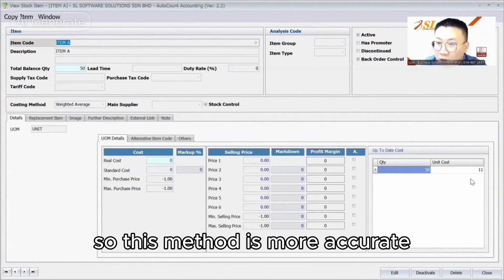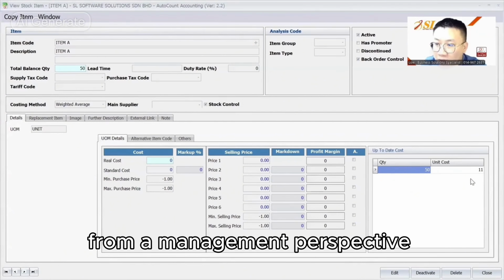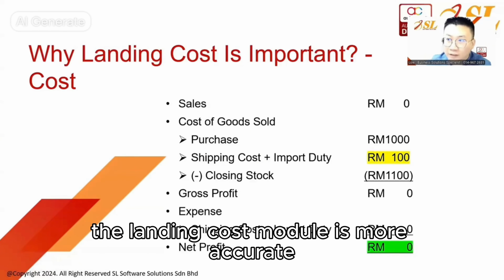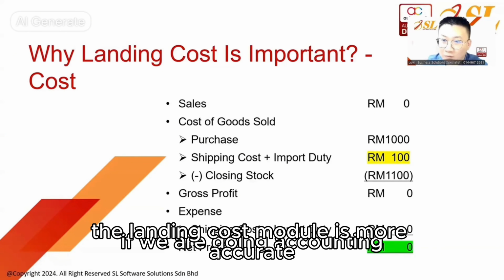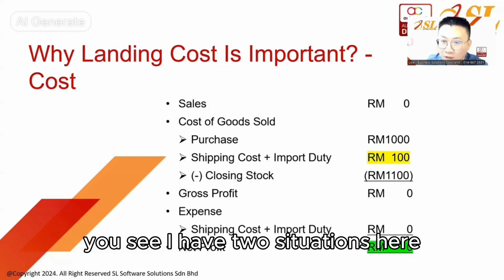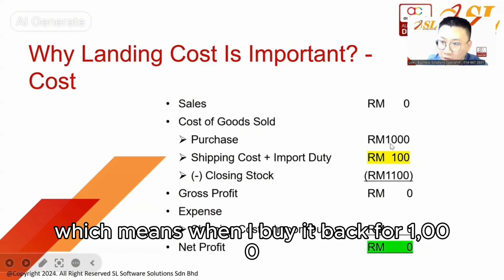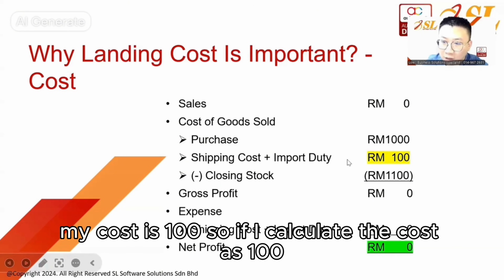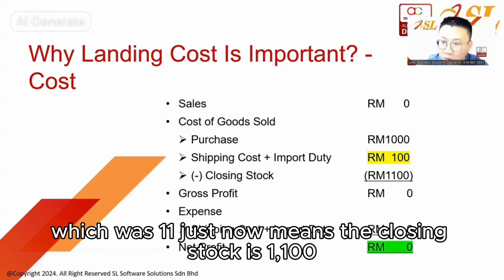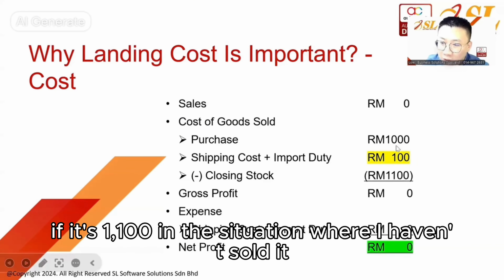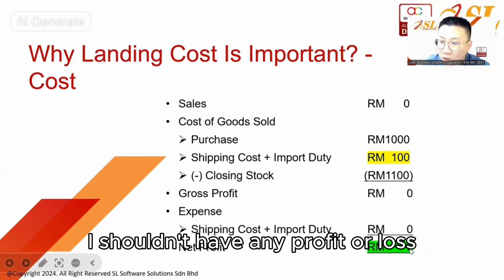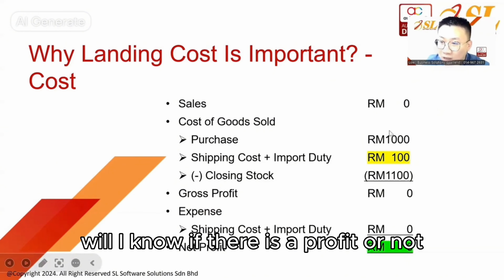This method is more accurate from a management perspective. Why do I say that the landing cost module is more accurate? If we are doing accounting, I have two situations here. The landing cost might be a cost, which means when I buy it for 1,000, my landing cost is 100. So if I calculate the cost as 100, the closing stock, which was 11 just now, means the closing stock is 1,100. If it's 1,100, in the situation where I haven't sold it, I shouldn't have any profit or loss. Only when I sell it for a certain amount will I know if there's a profit or not.